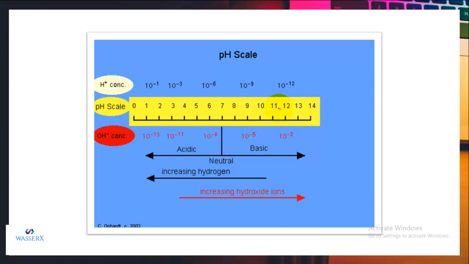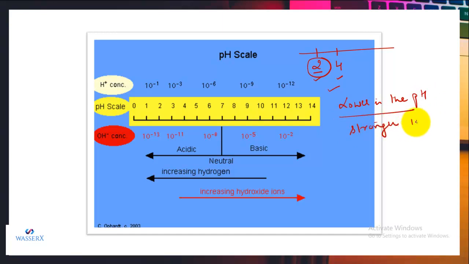One more thing I would like to explain. Suppose you are given the scale and asked that there is an acid with pH value 2 and another acid with pH value 4. Which is going to be the stronger acid? You should know that 2 will be the stronger acid, because lower is the pH, stronger is the acid.